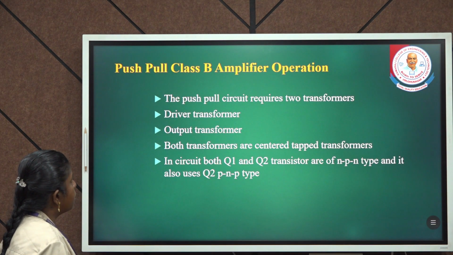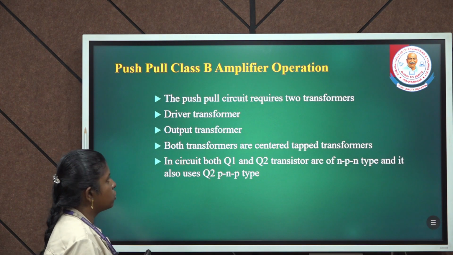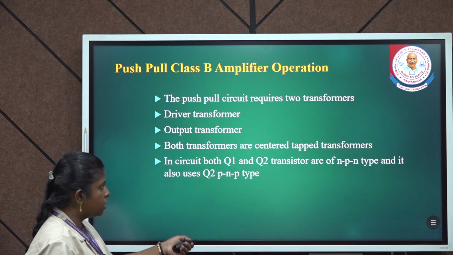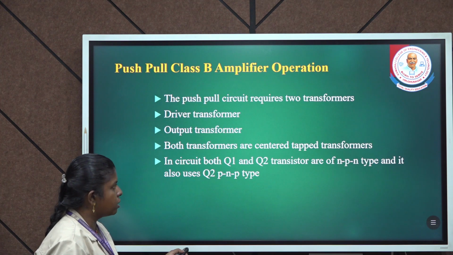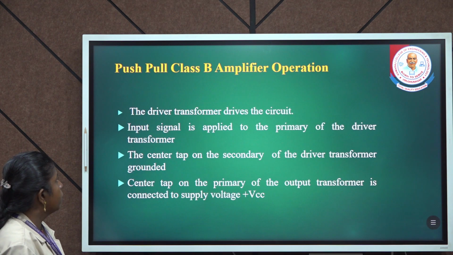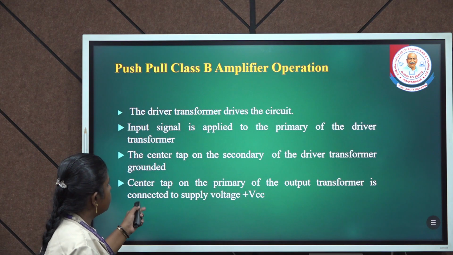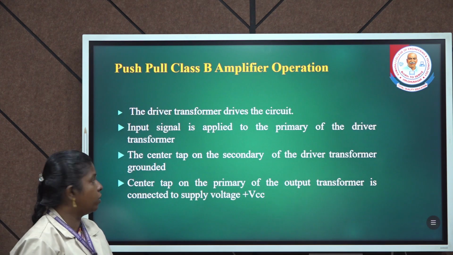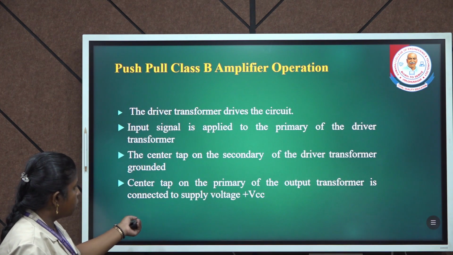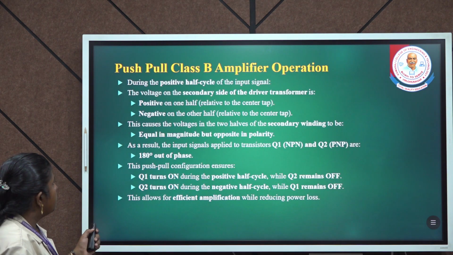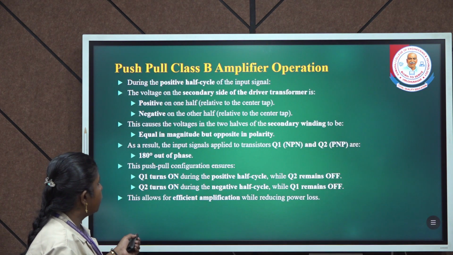In the push-pull Class B amplifier operation, the circuit requires two transformers, one a driver transformer and the other an output transformer. Both transformers are center tapped. In the circuit, Q1 and Q2 transistors are of NPN type, or it can also use a PNP type for Q2. The input signal is applied to the primary of the driver transformer, the center tap of the secondary of the driver transformer is grounded, and the center tap on the primary of the output transformer is connected to the supply VCC.